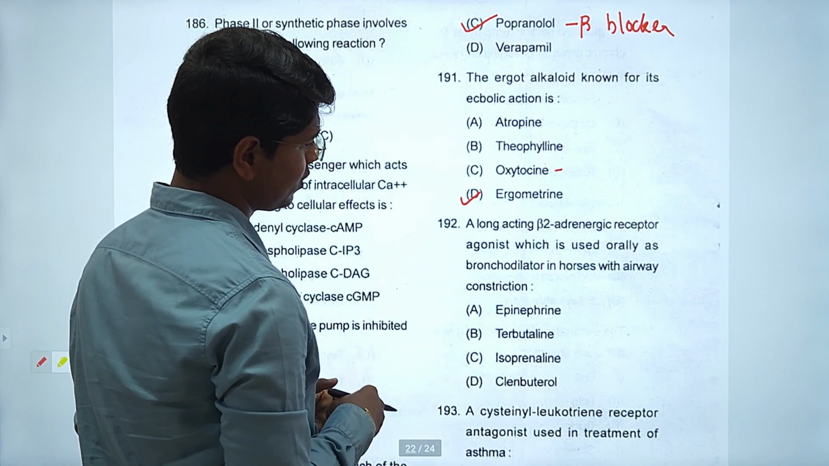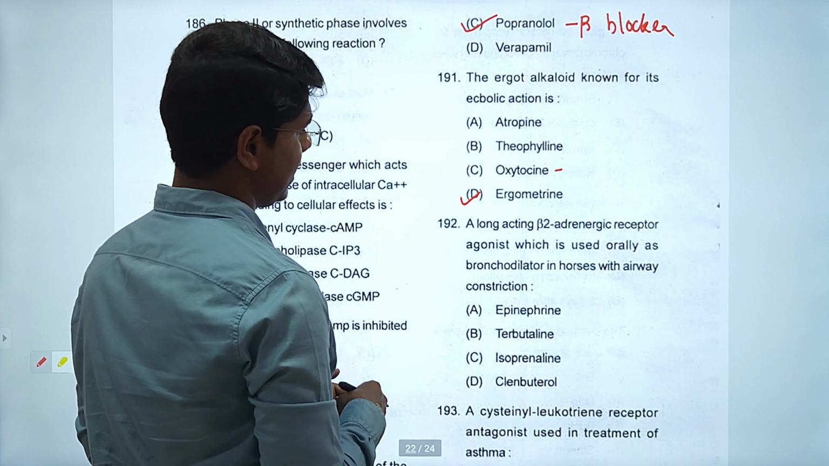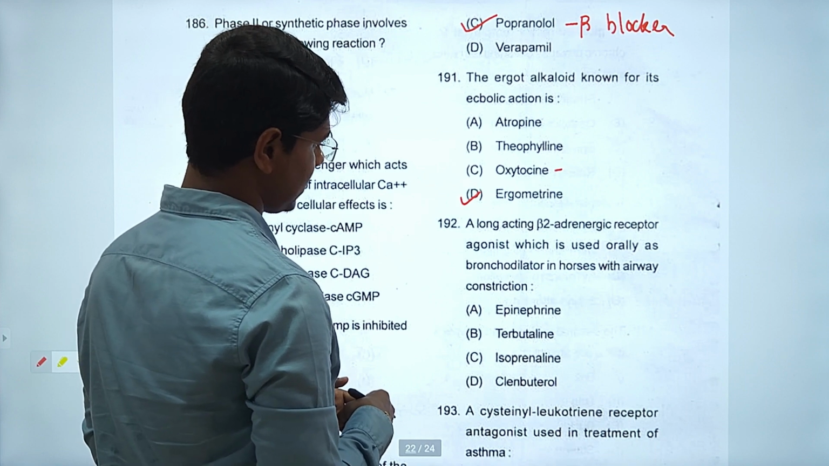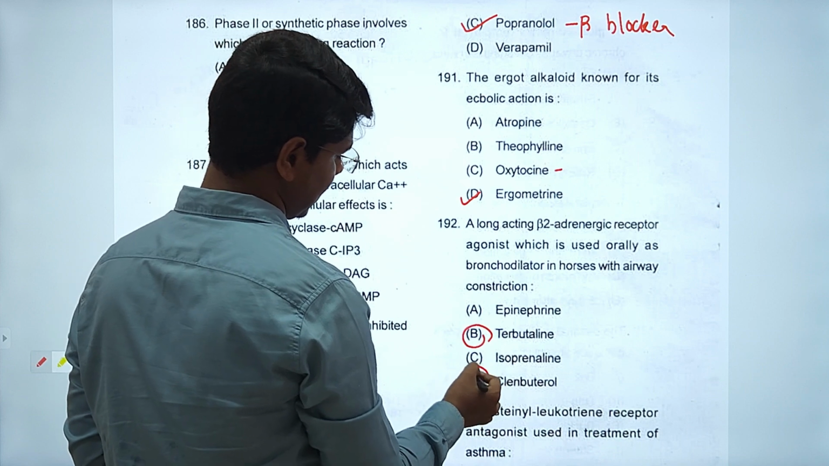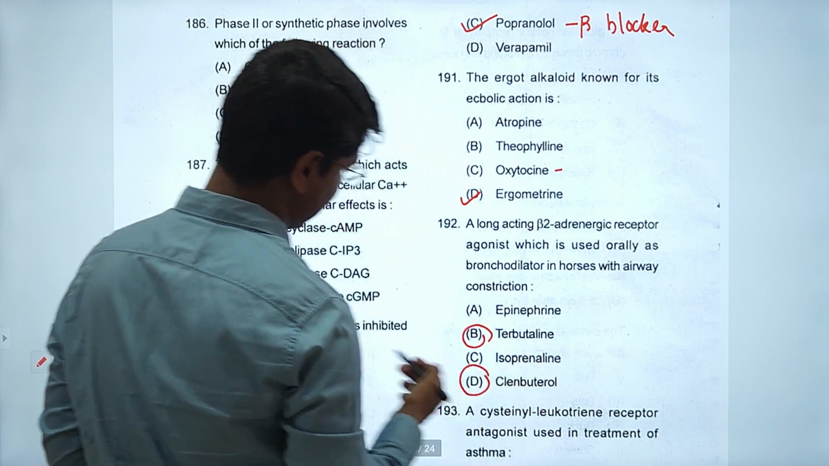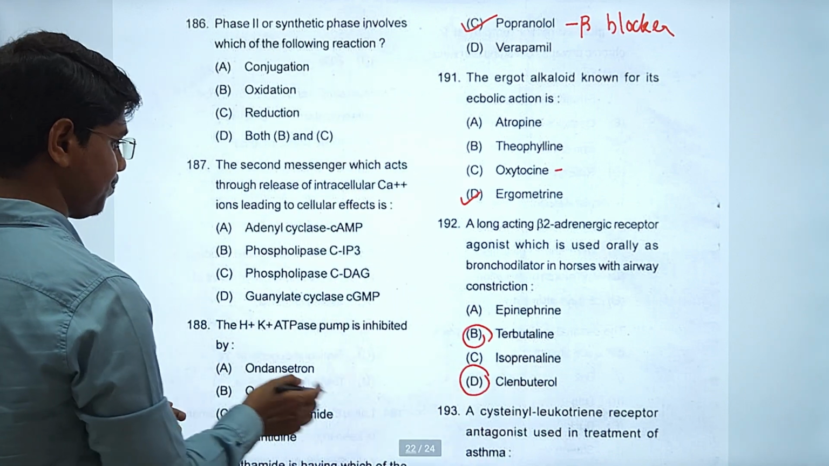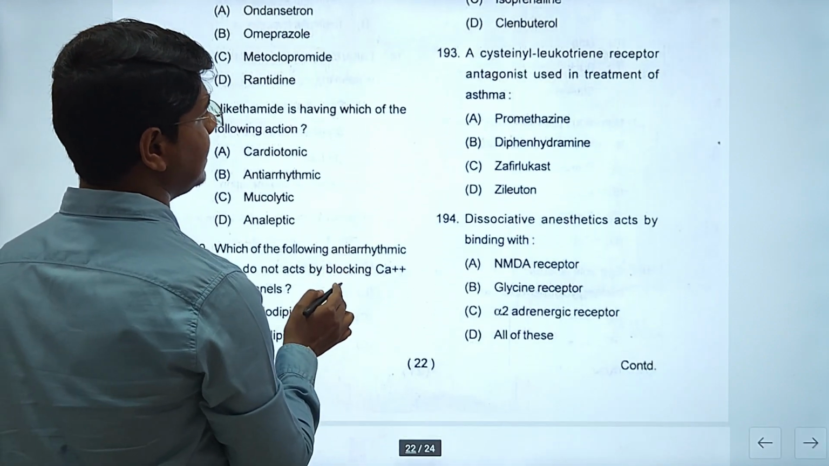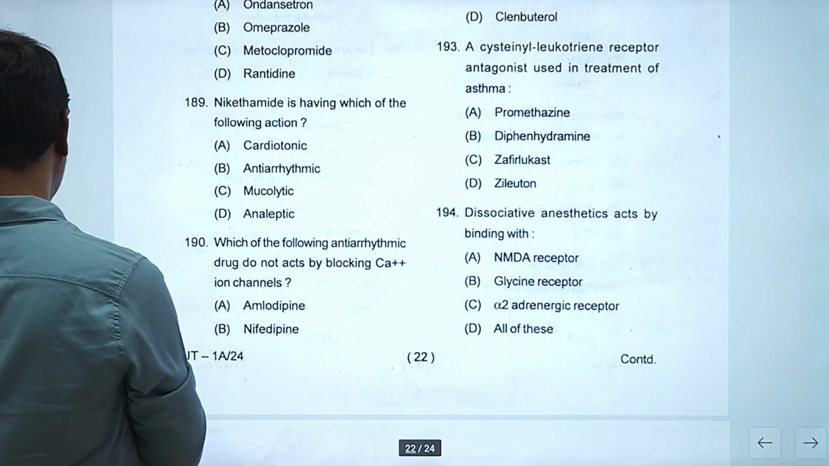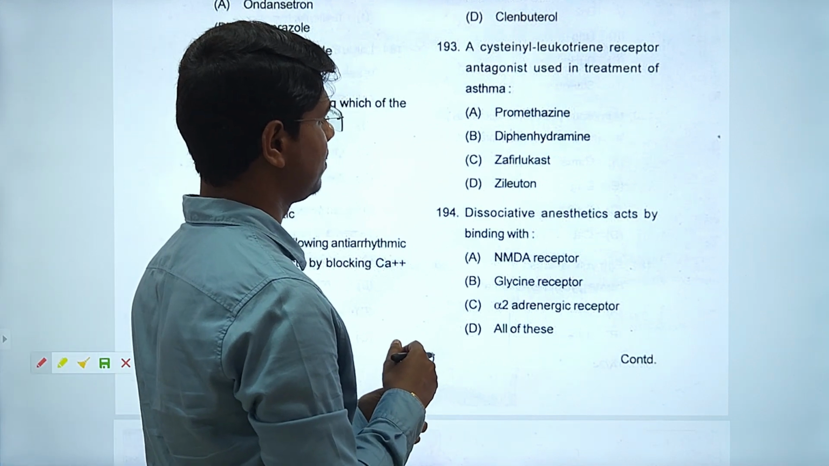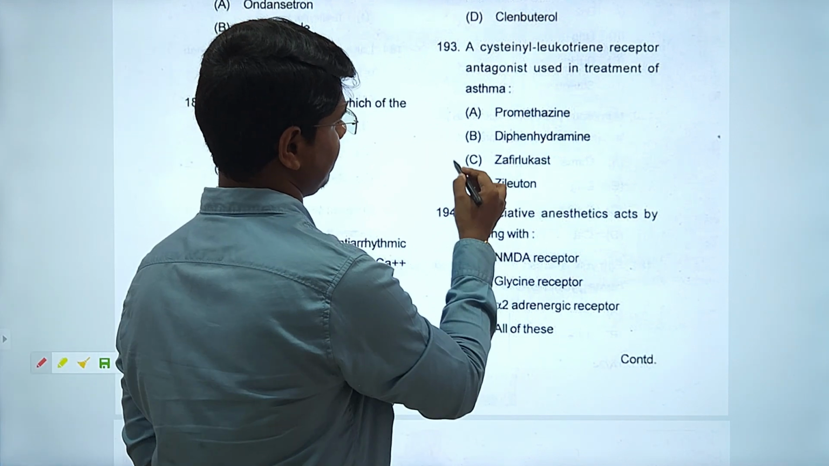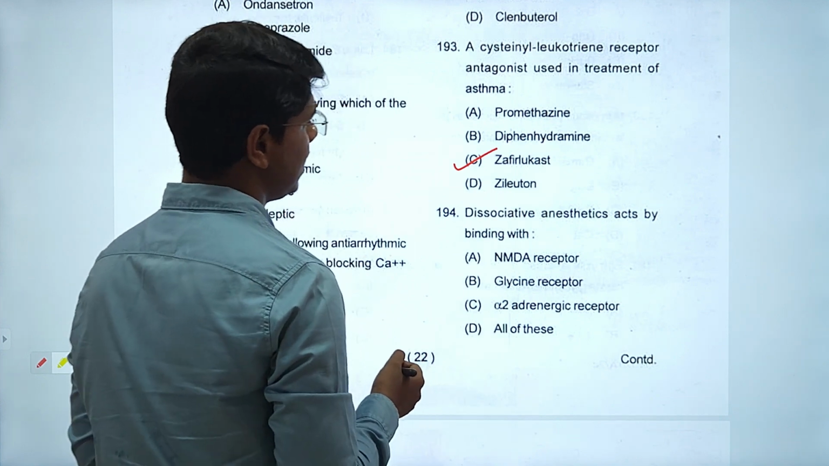A long-acting beta-2 adrenergic receptor agonist which is used orally as bronchodilator in horse. This is a multiple answer actually. Tolbuterol and clenbuterol both act as bronchodilator in case of horses. A cysteinyl leukotriene receptor antagonist used in the treatment of allergy: montelukast, zafirlukast. Okay, answer is this one.